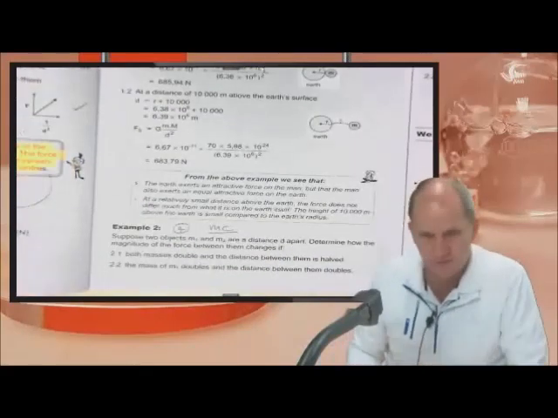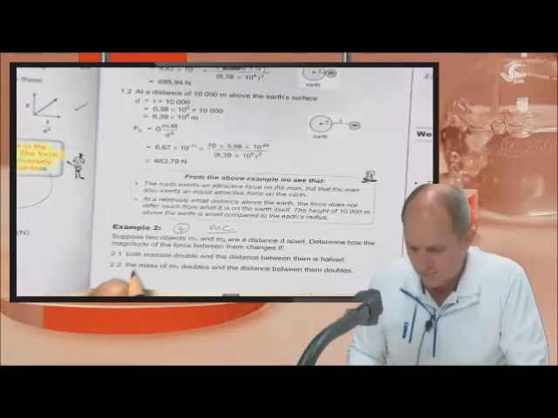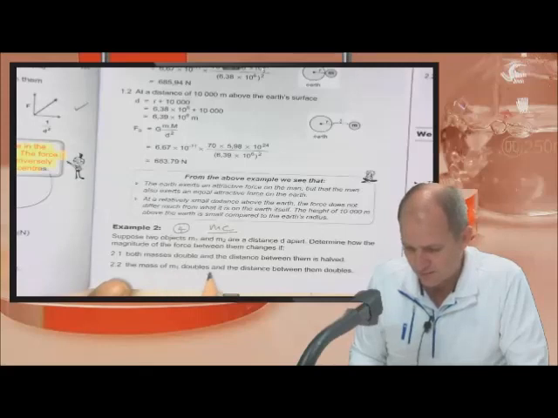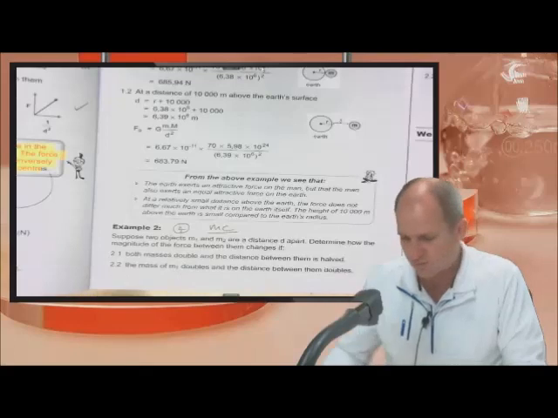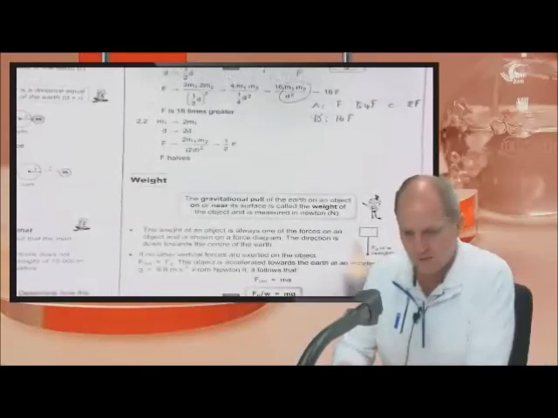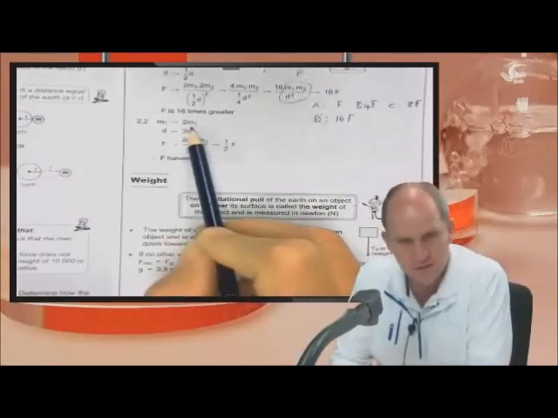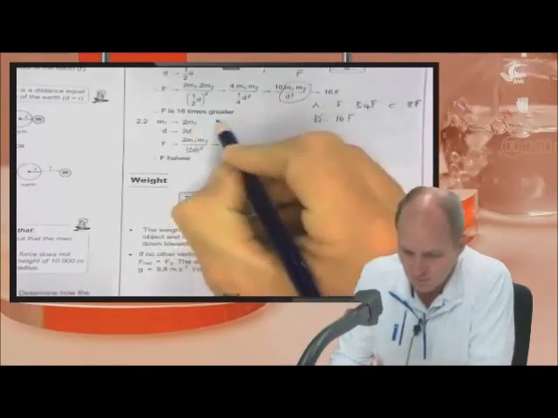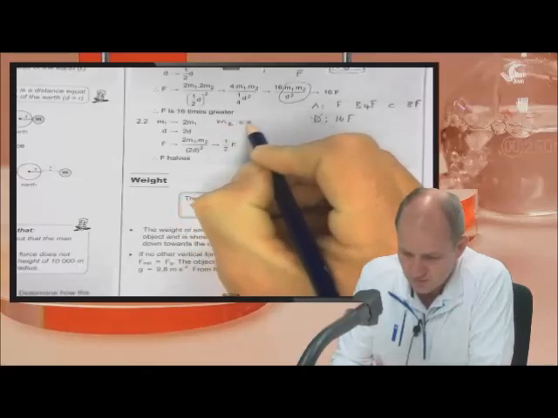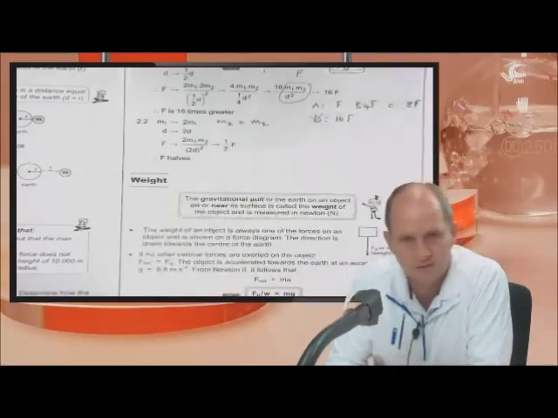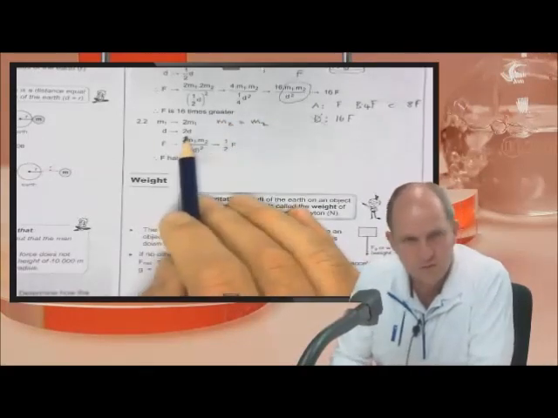All right, what do they change now? They say the mass of M1 is doubled and the distance is also doubled. So one of the masses I'm doubling and also the distance between them. So let us just go back to my example again. So mass 1 was doubled. Mass 2 stayed equal to mass 2. That was not changed. And then D was also doubled.